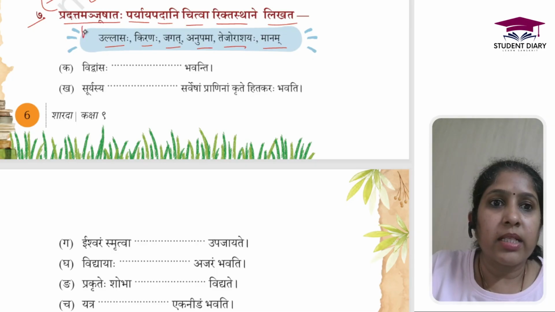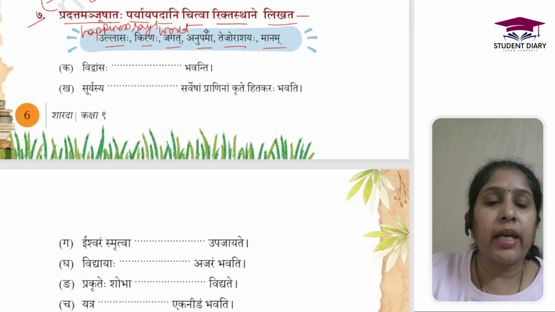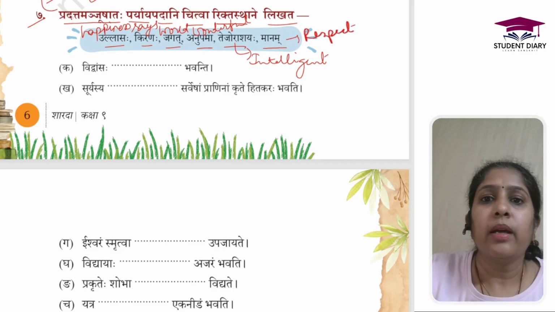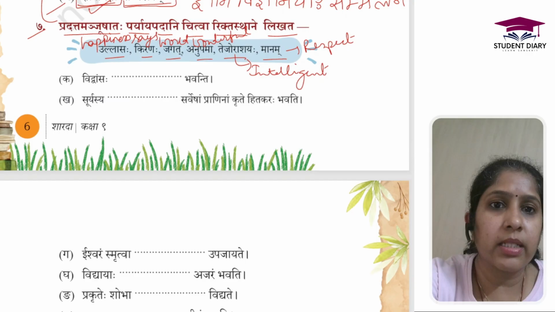Ullasaha means happiness. Kirnaha means the rays, like the sun rays they are talking about. Jagat means world. Anupama means wonderful. Tej Rashya means intelligent. And Mana means respect. Okay, let's try the sentences.